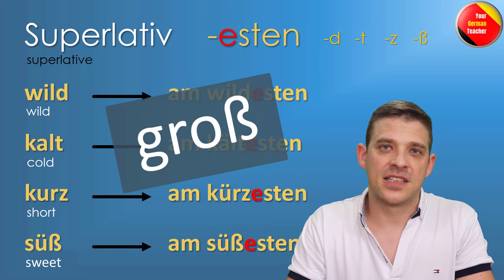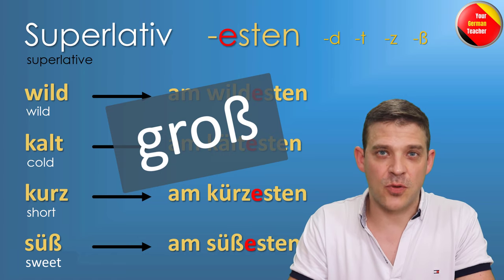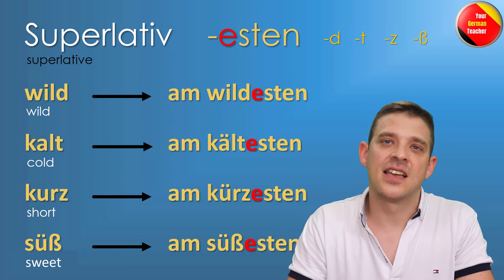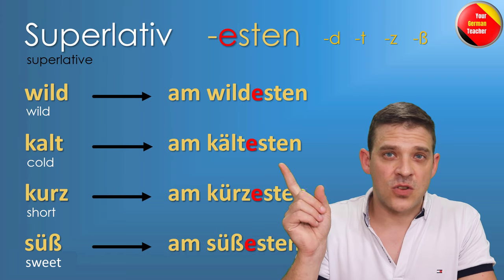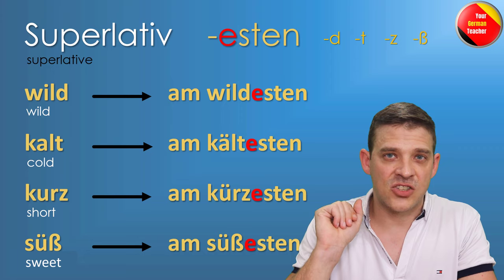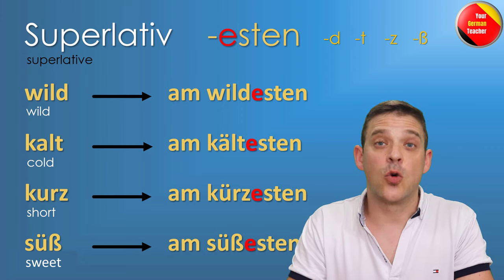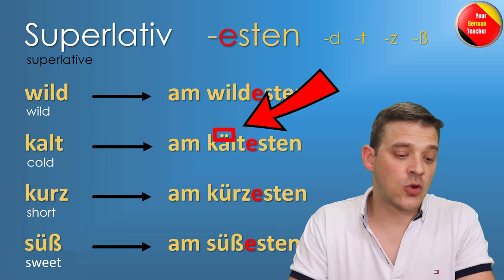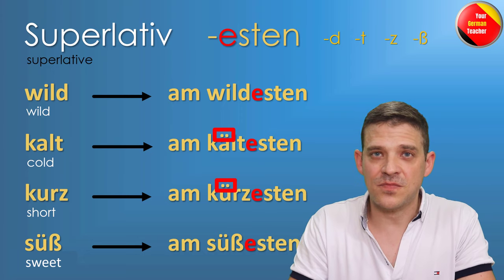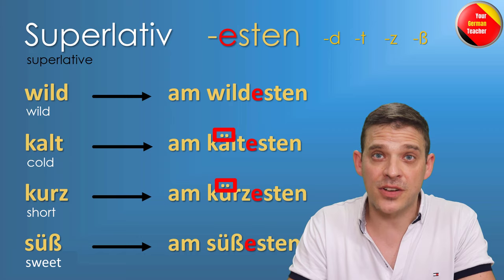Groß is big, so a very important adjective. And this is actually an exception. So groß is not größesten, it is actually am größten. And you see here also in superlative, the short one syllable adjectives, there you also have this umlaut change. Kalt becomes kältesten, or kurz am kürzesten. So two times there is this change of umlaut, which is in comparative and superlative.